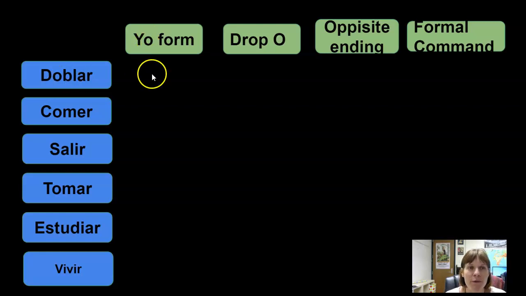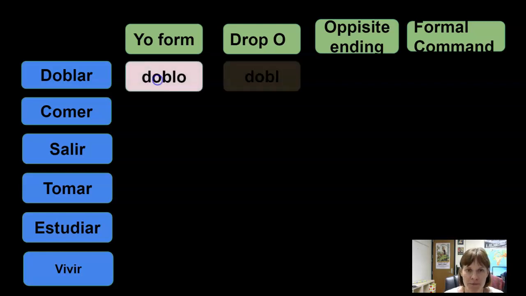We put it in the yo form. So remember, you drop the AR. If it starts with yo, it ends in O. The next step is to drop the O. Now, of course, this is where it's a little bit tricky because we practiced so much time getting to know the endings of AR, ER, IR verbs. And now when we do commands, I'm going to tell you to do the opposite ending.